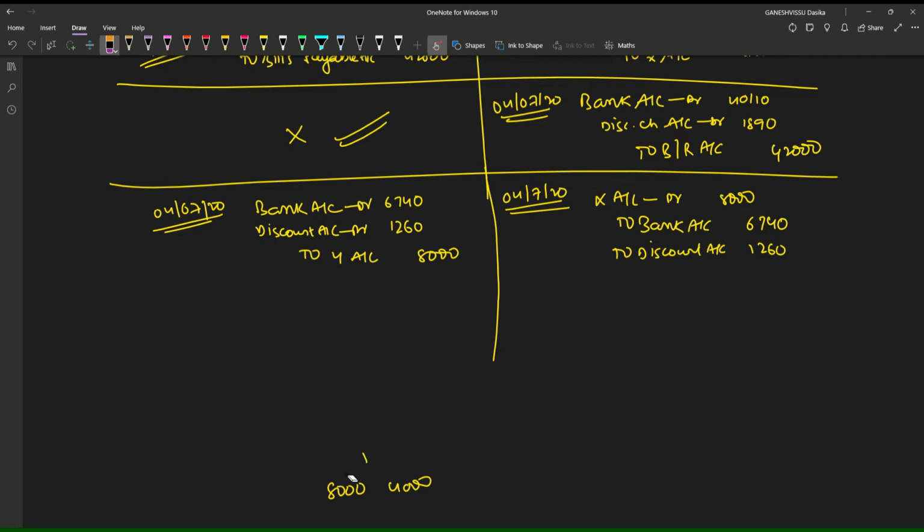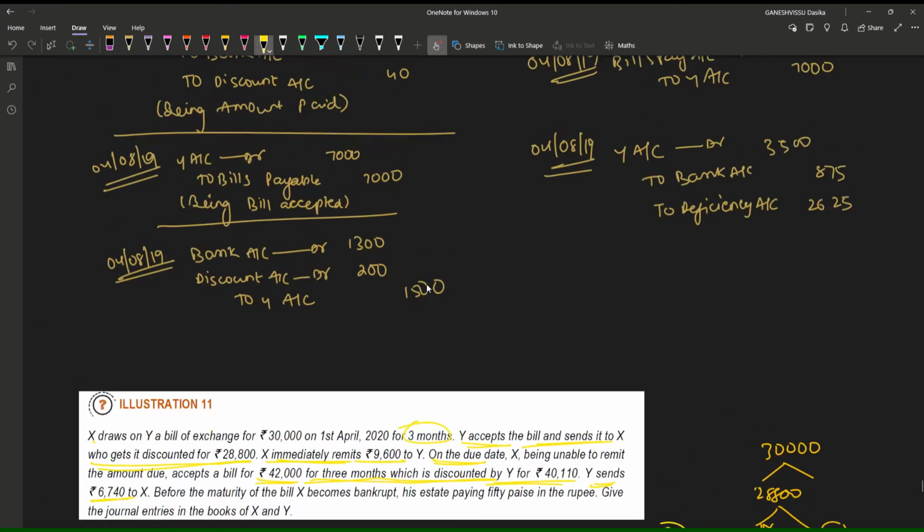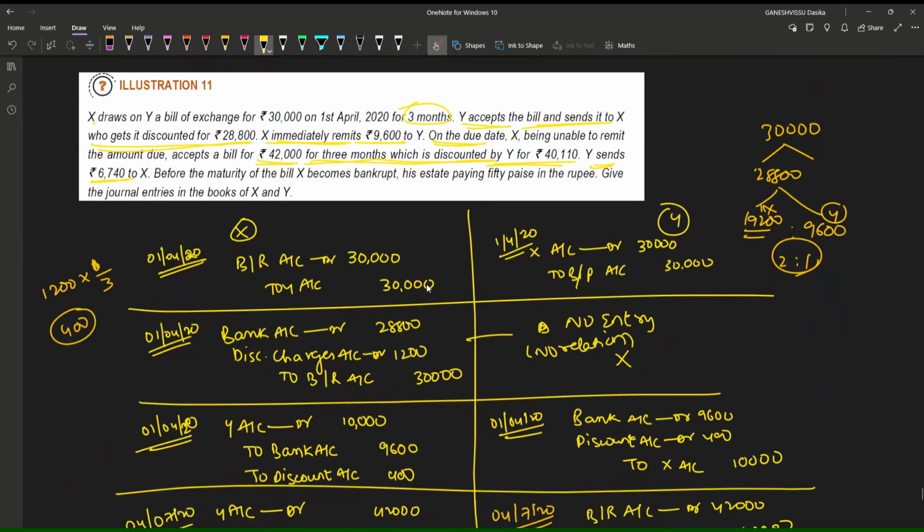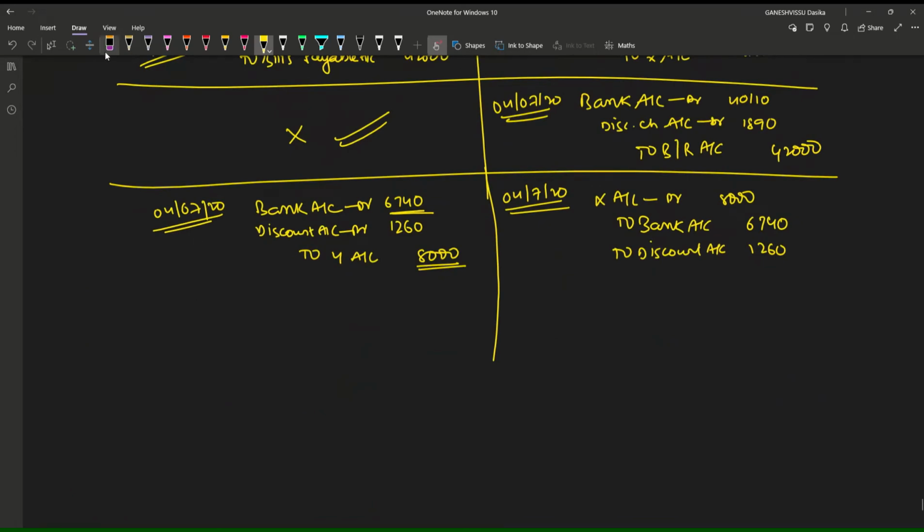So now what we can analyze from this situation is, finally 8,000 is the amount which has to be discharged. Okay, this is the amount here which we are now having.